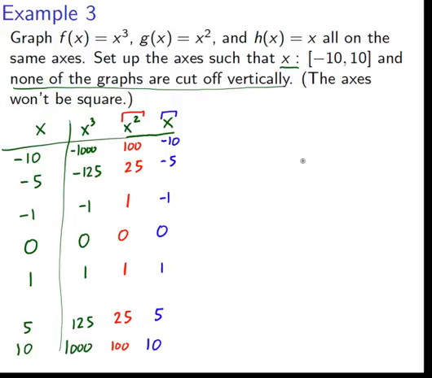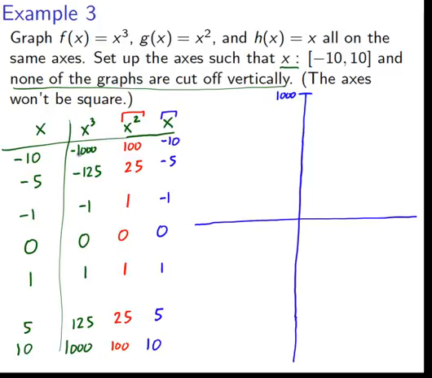So let's make our graph. We'll do it in blue, which hopefully won't be too confusing, even though blue is connected to x. What is the maximum vertical height that we have to have? It's a whopping 1,000, because we get up to negative 1,000 and positive 1,000. So we have to be at negative 1,000 and positive 1,000 as the vertical extremes.